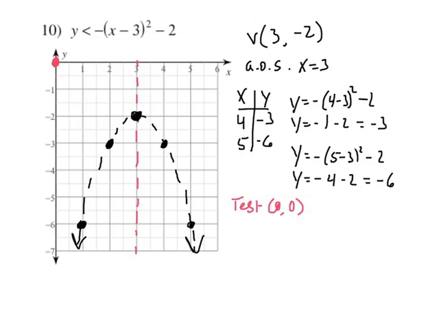Testing 0, 0. 0 is less than negative 0 minus 3 quantity squared minus 2. What's 0 minus 3? Negative 3 squared? Positive 9. So we have 0 is less than negative 9 minus 2. Because that negative was out in front of the parentheses, right? Yeah. Okay, well negative 9 minus 2 is negative 11. Is 0 less than negative 11? No. So that means this is the false portion of our graph. This is the true portion of our graph. You always shade the true side.